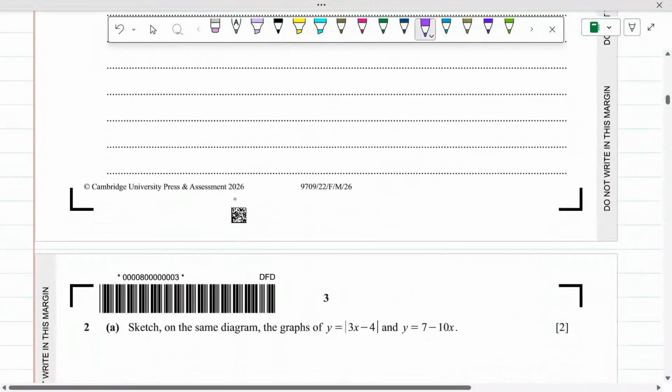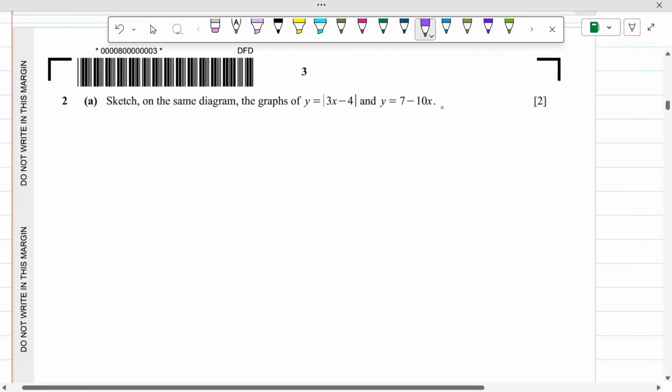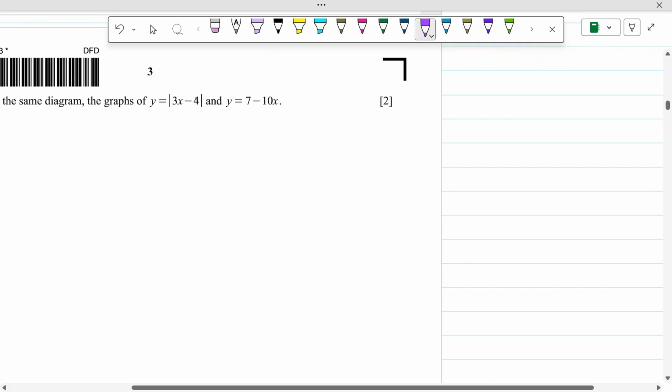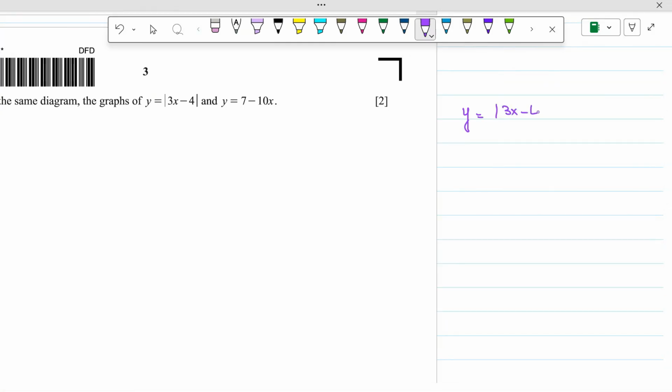Okay, let's move to question number 2. Sketch on the same diagram the graph of y is equal to the absolute value of 3x minus 4 and y is equal to 7 minus 10x. First we find the values of y is equal to the absolute value of 3x minus 4.